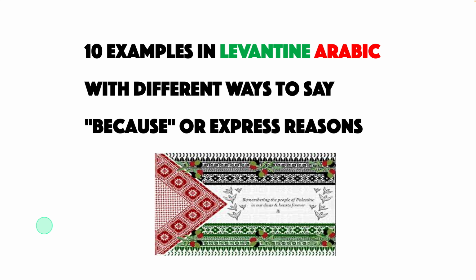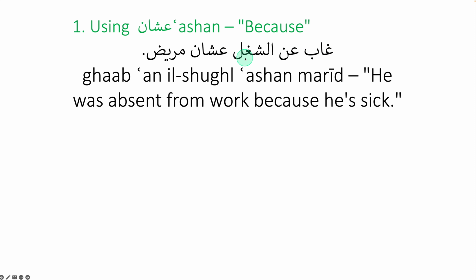Before in today's session, I'm not going to wrap up. I've got some extra examples for you guys, so we're going to look at 10 more examples. Hopefully that would help you to understand this a bit more. The first one is غاب عن الشغل عشان مريض. He was absent from work because he was sick, or he is sick.